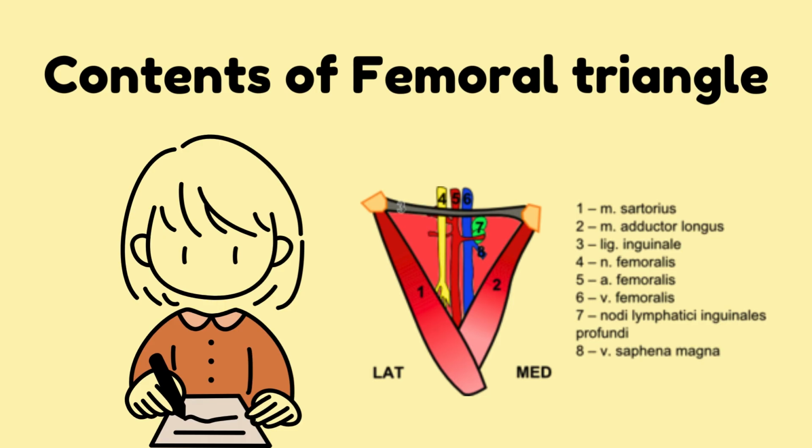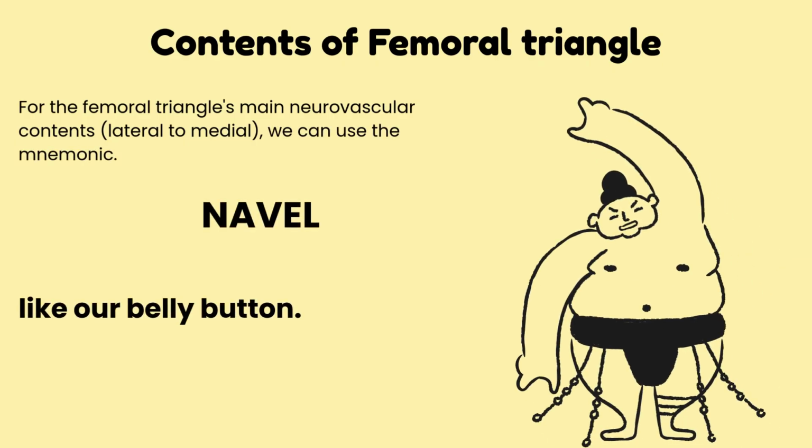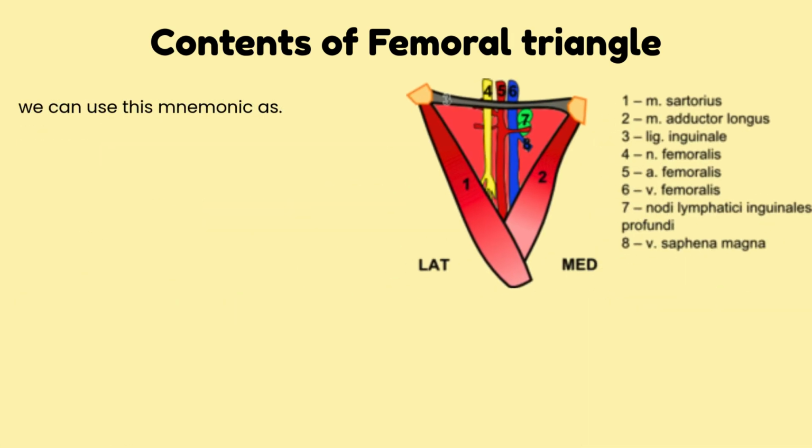What are the contents of femoral triangle? For the femoral triangle's main neurovascular contents, lateral to medial, we can use the mnemonic NAVEL, like our belly button. We can use this mnemonic as NAVEL.